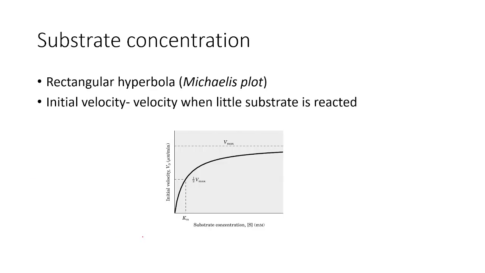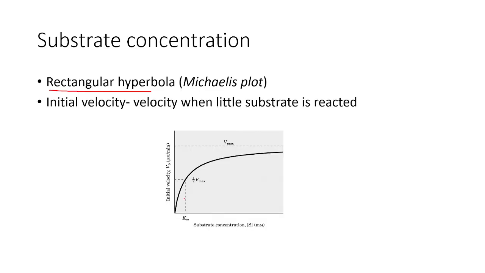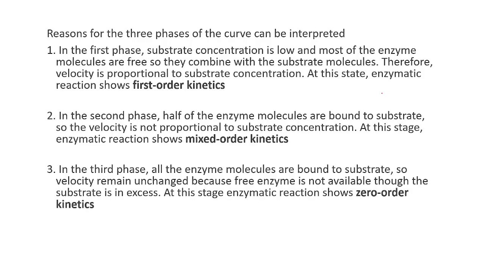The most important thing that we would like to focus on is the substrate concentration and in what manner it actually gets affected. So this Michaelis-Menten plot acts like a rectangular hyperbola, where the initial velocity is the velocity when a little amount of substrate is added, that is, in the primary stage of it. Now here we see that we are observing three phases of the curve.